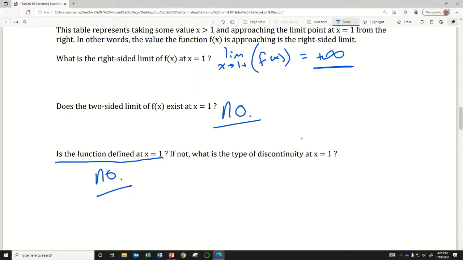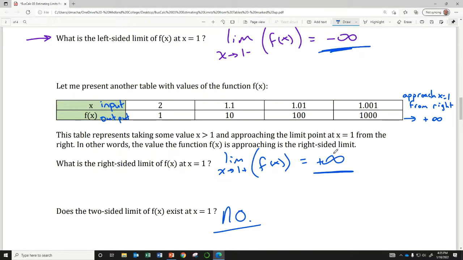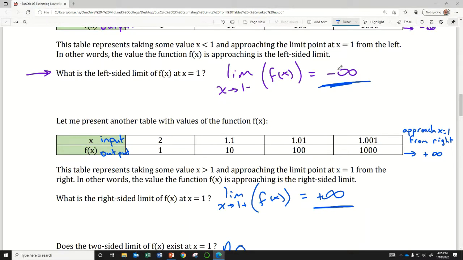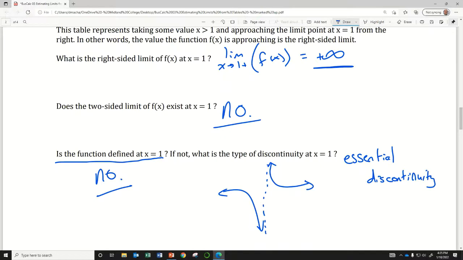And now, what is the type of discontinuity? Well, on the right side, my limit is approaching positive infinity. On the left side, my limit is approaching negative infinity. This seems like it would be an essential discontinuity here, right? So it has a little vertical asymptote right here along x equals 1. So on the right side we're going up to positive infinity, on the left side it looks like we're going down to negative infinity.